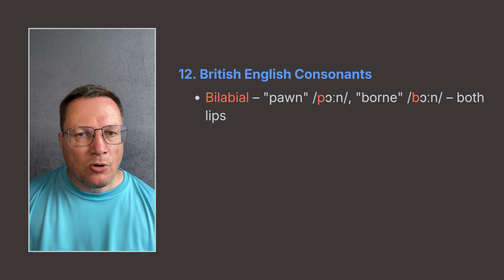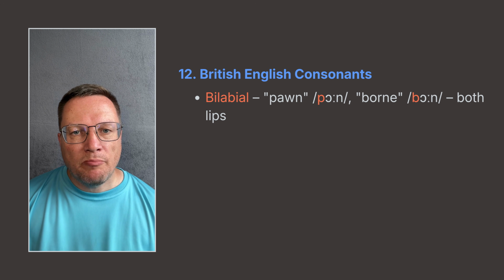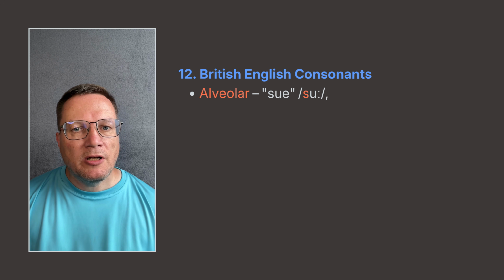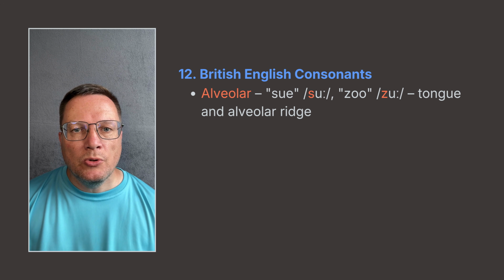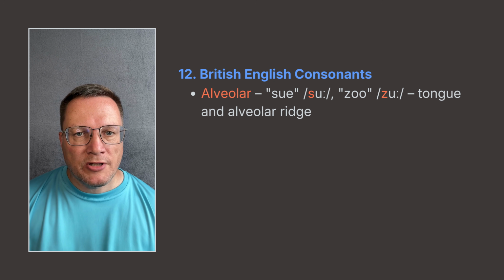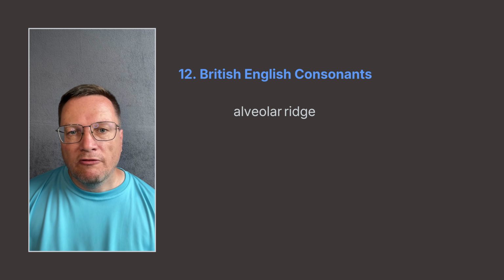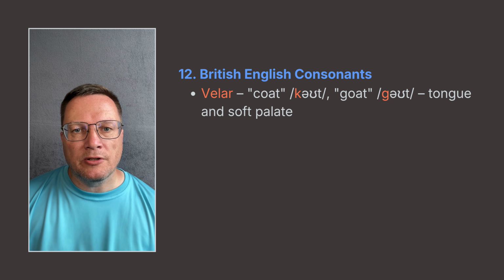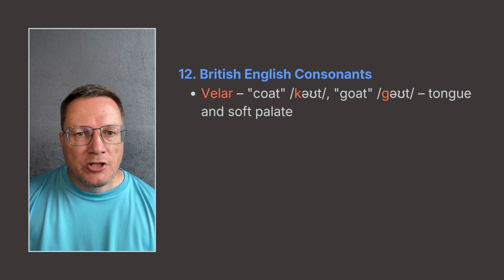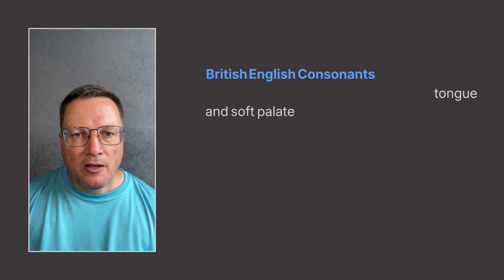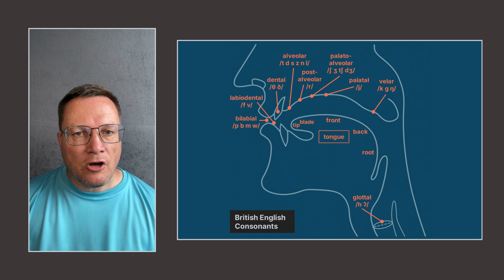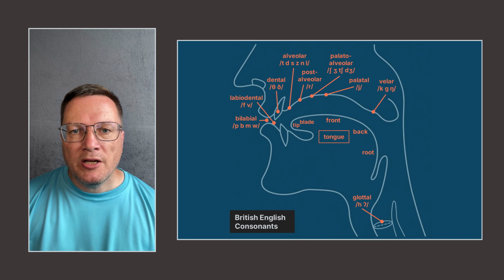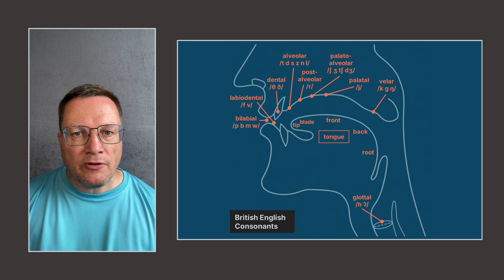The words pawn and born begin with bilabial consonants produced with both lips. Similarly, sue and zoo begin with alveolar consonants because the tongue touches the alveolar ridge. Finally, coat and goat begin with velar consonants because the back of the tongue touches the soft palate. These examples show that consonants can share the same place of articulation while differing in voicing.